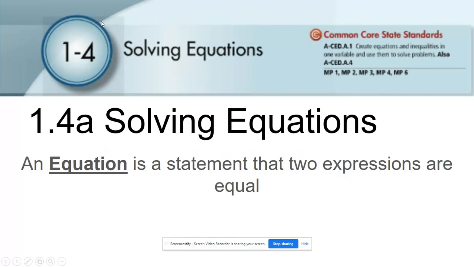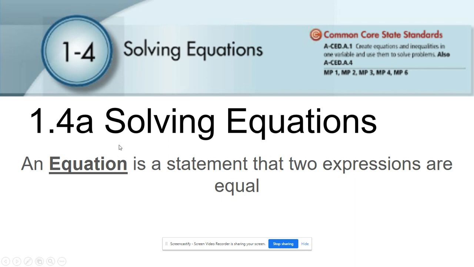Okay, so we are starting off in 1.4, which is solving equations, which you should have done in Algebra 1, and honestly in pre-algebra, 7th, 8th grade math, you've done this for a while. So we're going to solve some equations here. I'm going to break this lesson up into two parts, just starting off with solving equations.